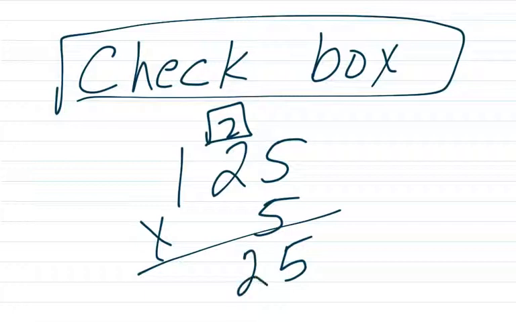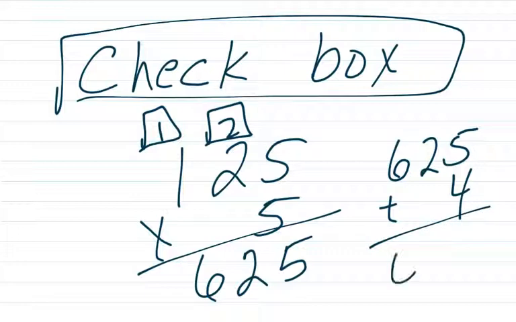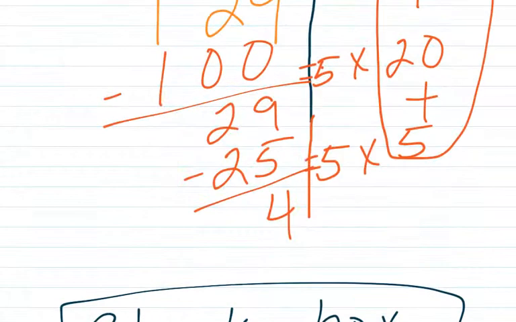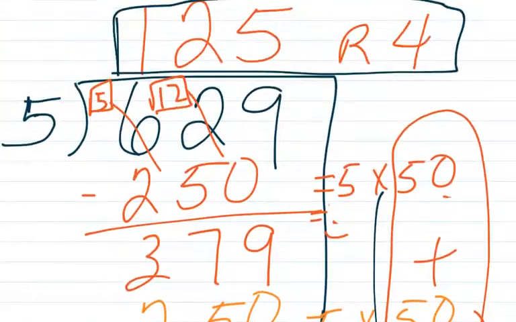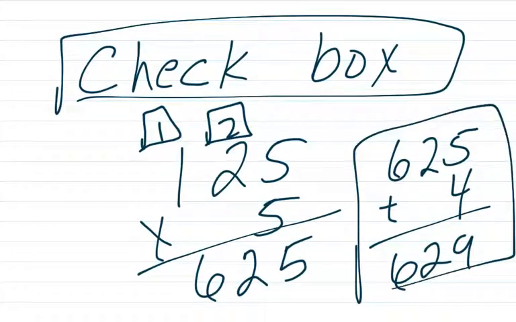Bring down my 20 and regroup my 100. So 5 times 100 plus 100 is 600. Now I need to add in my remainder. 625 plus 4 is 629. Scroll back up and I check. That matches. So my answer does check.